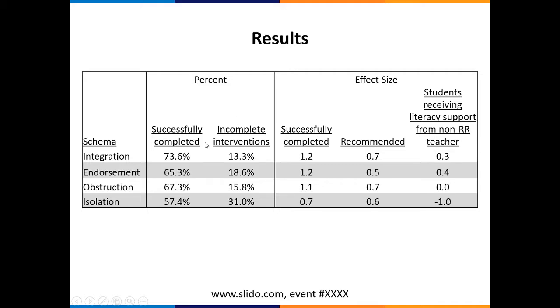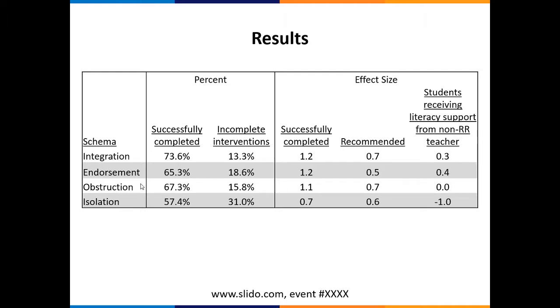All right, so let me jump back to the right side of the table here. The first thing I want to highlight is the percentage of kids who successfully completed Reading Recovery, those who discontinued. We can see as we move from top to bottom that percentage shrinks. We have almost a 7%, a little more than a 7% jump when we go from integration to endorsement. It bumps back up a little bit in obstruction. I don't think that means that obstruction is better.